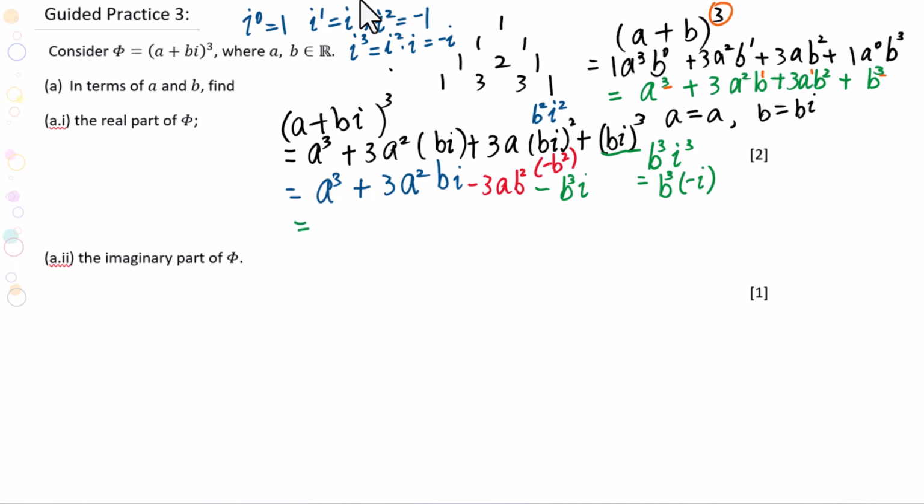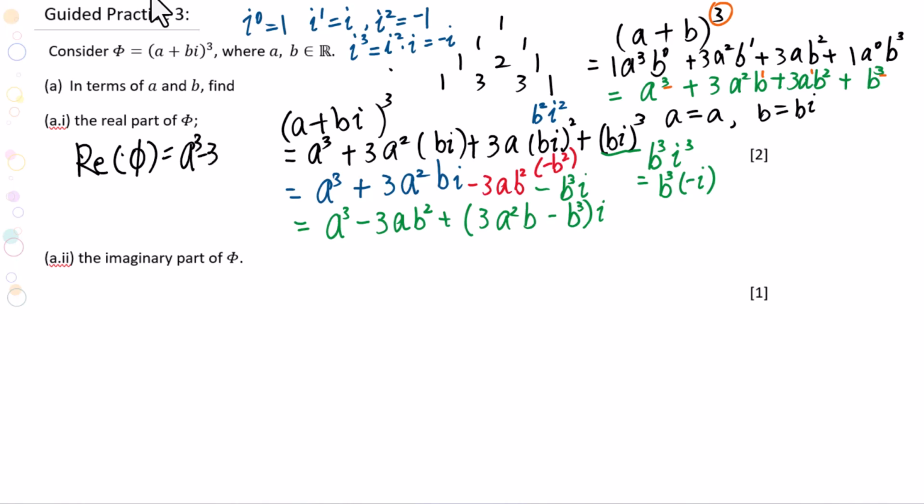Put the real numbers together: a to the third power minus 3ab squared, plus 3a squared b minus b to the third power, times i. The real part of phi, this is the symbol, equals a to the third power minus 3ab squared. Imaginary part of phi equals 3a squared b minus b to the third power.